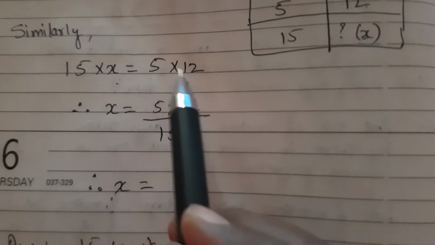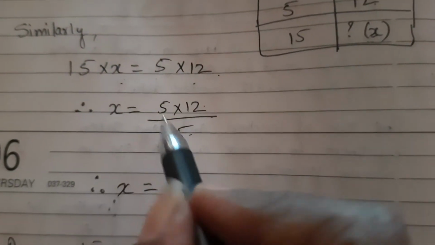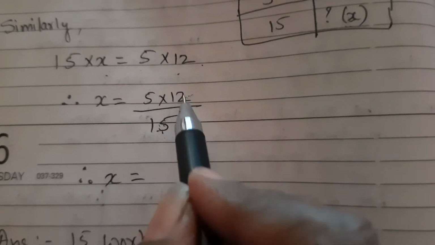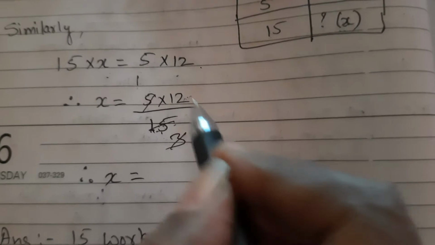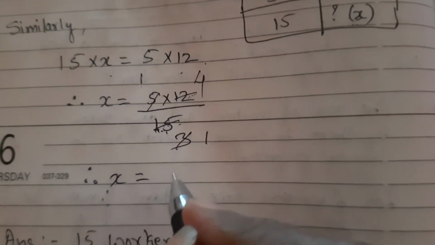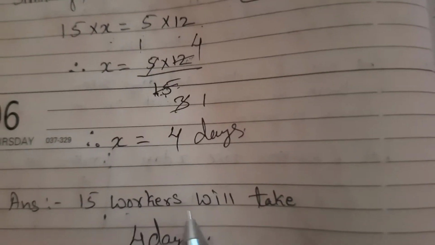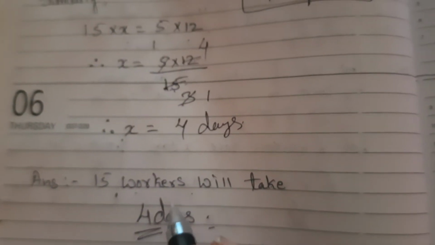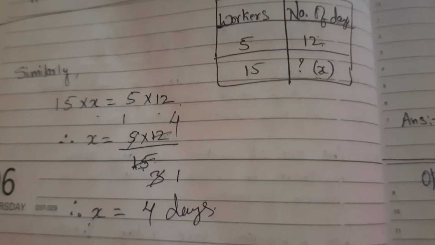15 into X is equal to 5 into 12. Therefore, X is equal to 5 into 12 upon 15. Cancel. You can see 15 and 5 we can cancel easily. Or if you want, 12 and 15 will go by 3. Okay. So 5 ones are 5, 5 threes are 15. Next step, 3 ones are 3, 3 fours are 12. So X is equal to 4. That means 4 days. So 15 workers will take 4 days to complete the work. 15 workers will take 4 days, children. I hope it was very easy and clear to understand.